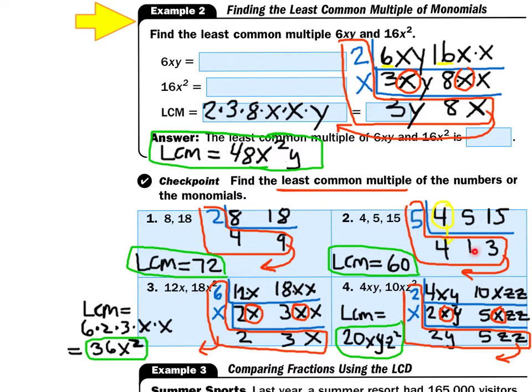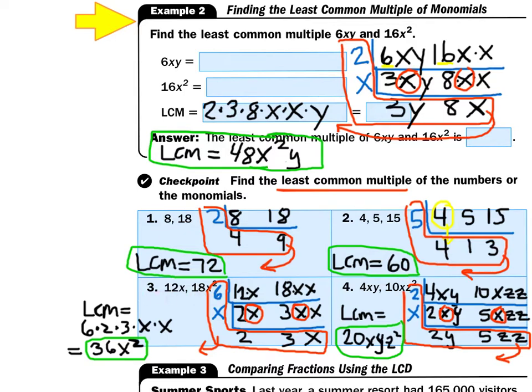5 divided by 5 is 1. 15 divided by 5 is 3. And since there's nothing that any of them have in common, not even 2 of them have a common factor, I'm finished. And so then I just grab the greatest common factor of the 2 and the bottom layer. And so that gives me 5 times 4 is 20, times 1 is 20, times 3 is 60. So the LCM of those 3 numbers is 60.